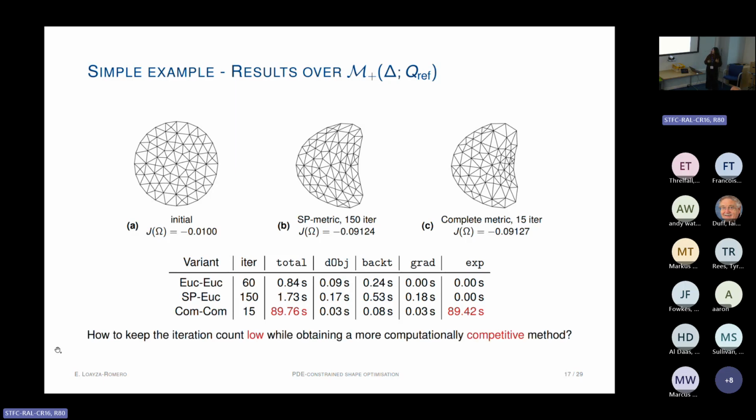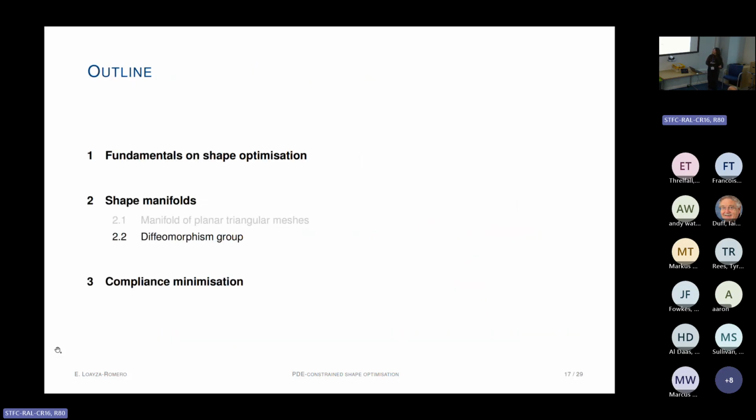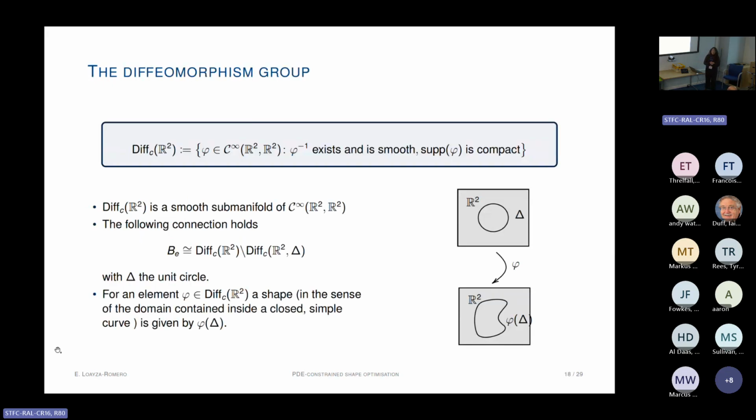How can I come up with algorithms, or even a variant of an algorithm, that has the same kind of low iteration count, but of course is more computationally competitive at the end of the day? How can I do that? And that is where I started working with my colleagues at the university in Hamburg, the Helmut Schmidt University in Hamburg. In this case, the idea was, okay, linear elasticity does not work so well, we already know. What other kinds of meshes, of Riemannian metrics, can we use?